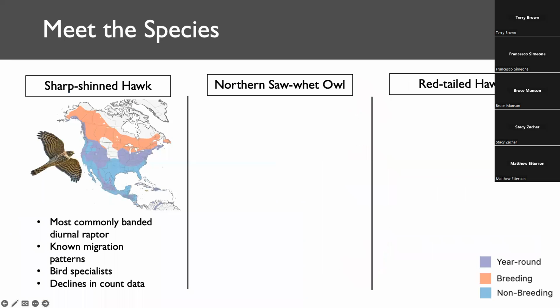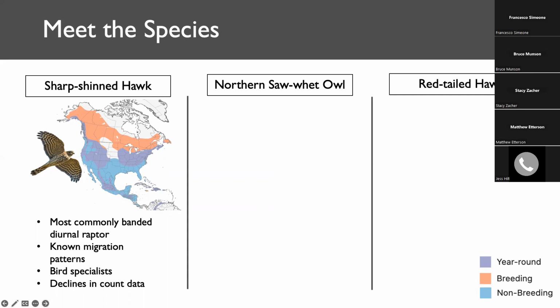So we chose these species for a variety of different reasons. Sharp-shinned hawks are the most commonly banded diurnal raptor at Hawk Ridge. And because of that, we knew that we would have a good sample size across the entire season. We also already know some things about their migration patterns. So we know that females of the same age tend to migrate before males, and that juveniles tend to migrate before adults. They're bird specialists, meaning that they eat mostly other birds.